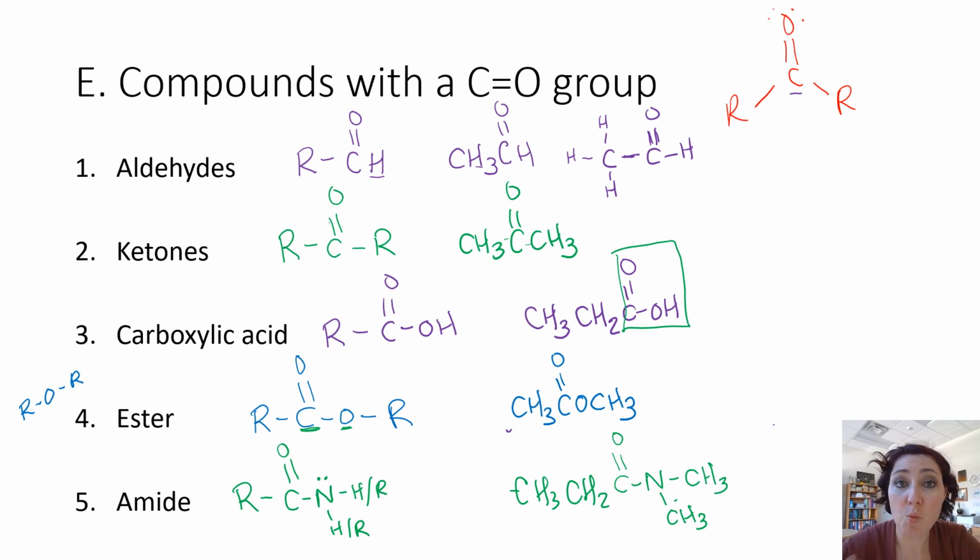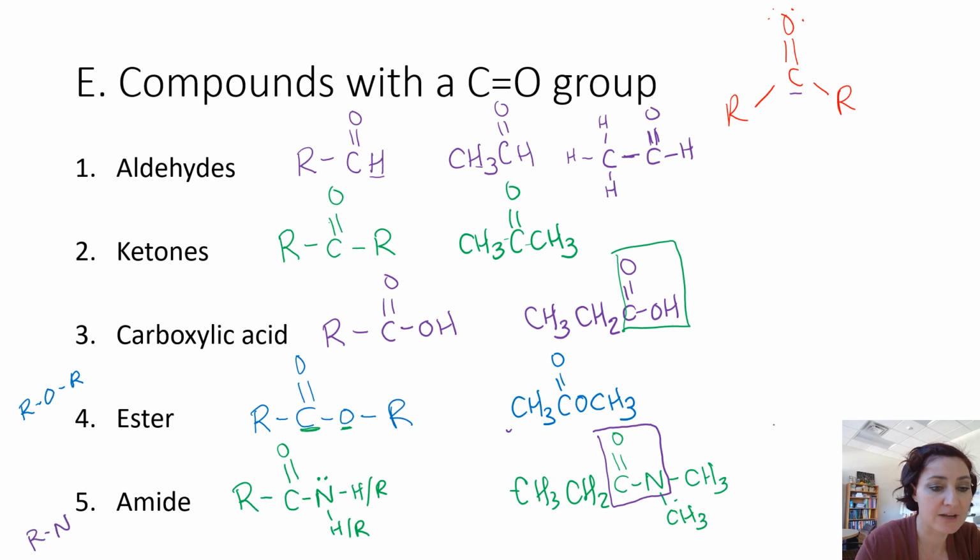Okay, so again, what makes this an amide? It's an amide because it has a carbonyl and a nitrogen directly attached to each other. That's your identifying group. That's what makes it part of the amide family. Remember that amines are simply an R group with a nitrogen. There is no carbonyl. So make sure you know the difference between those.